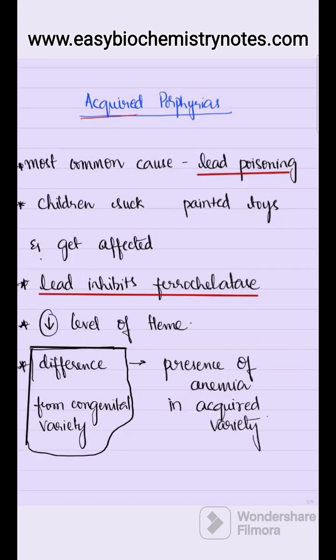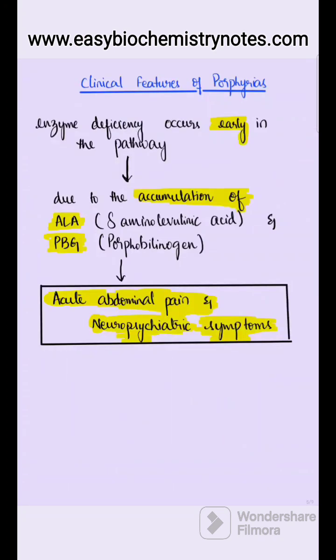Acquired porphyria, the most common cause is lead poisoning, mainly seen in children who suck painted toys and get affected. This lead mainly inhibits the enzyme ferrochelatase, which is the last enzyme in heme synthesis, and as a result there will be decreased levels of heme in these patients. The difference from the congenital variety is the presence of anemia in the acquired variety because of deficient heme synthesis.